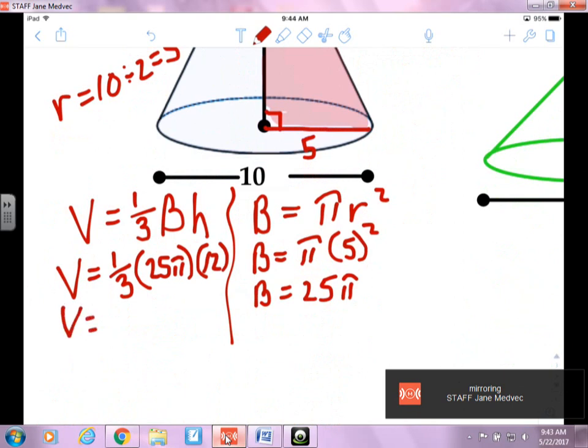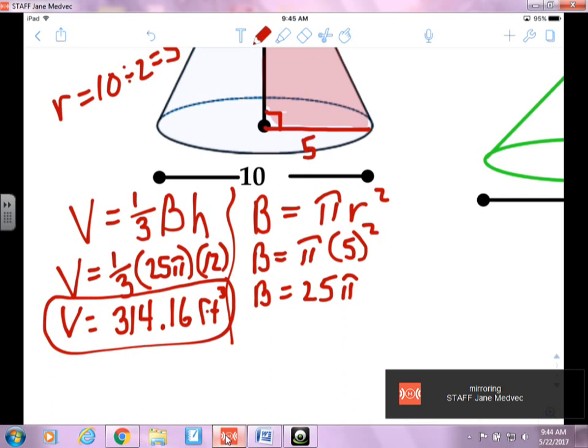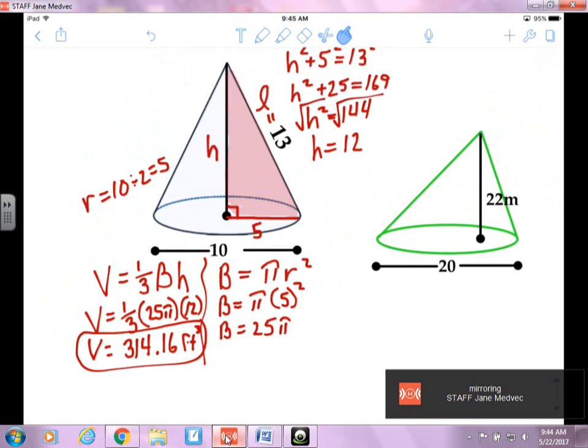So now what I'm going to do is take my calculator. I'm going to use the pi key on this. So 1/3 times 25 times pi times 12. And I end up with the volume being 314.16. And it would be feet cubed. Again, I'm using volume. Notice that my 3 in the label is very small. It's like an exponent. So make sure that you make it small and to the upper right hand corner. Okay. So that is the volume of a cone.